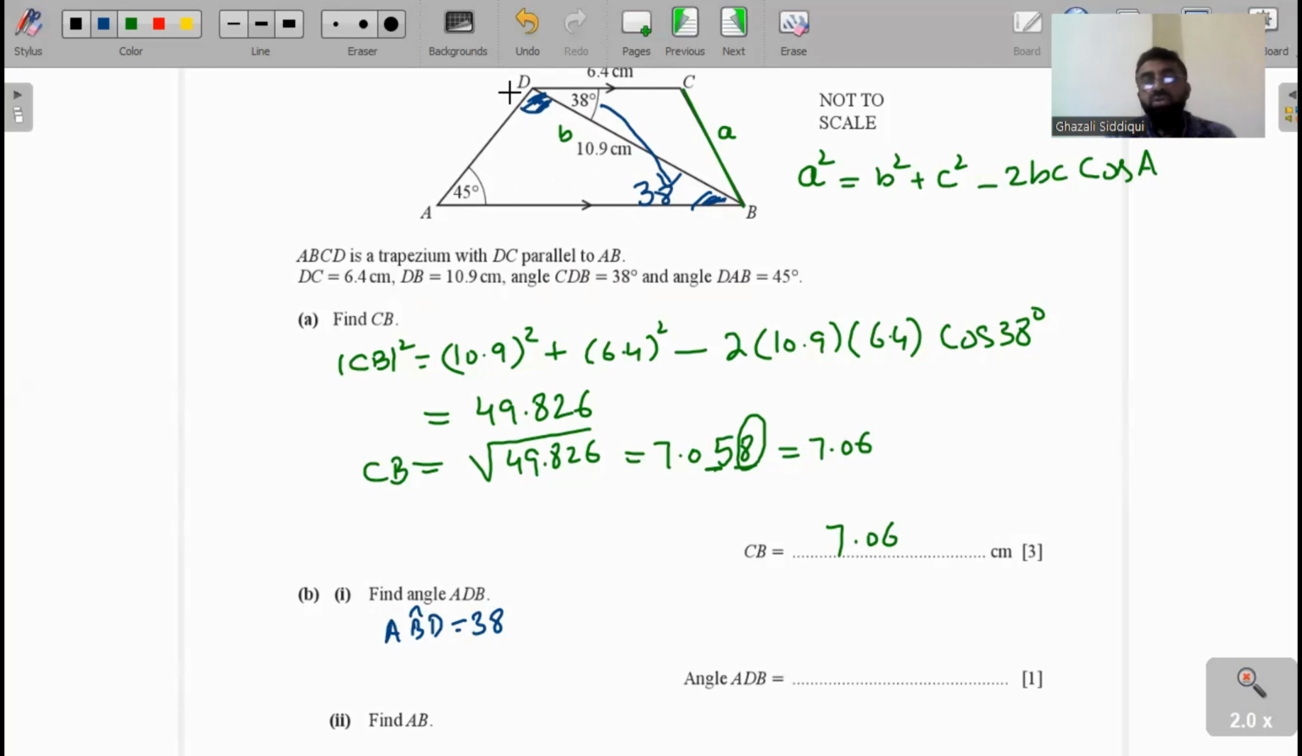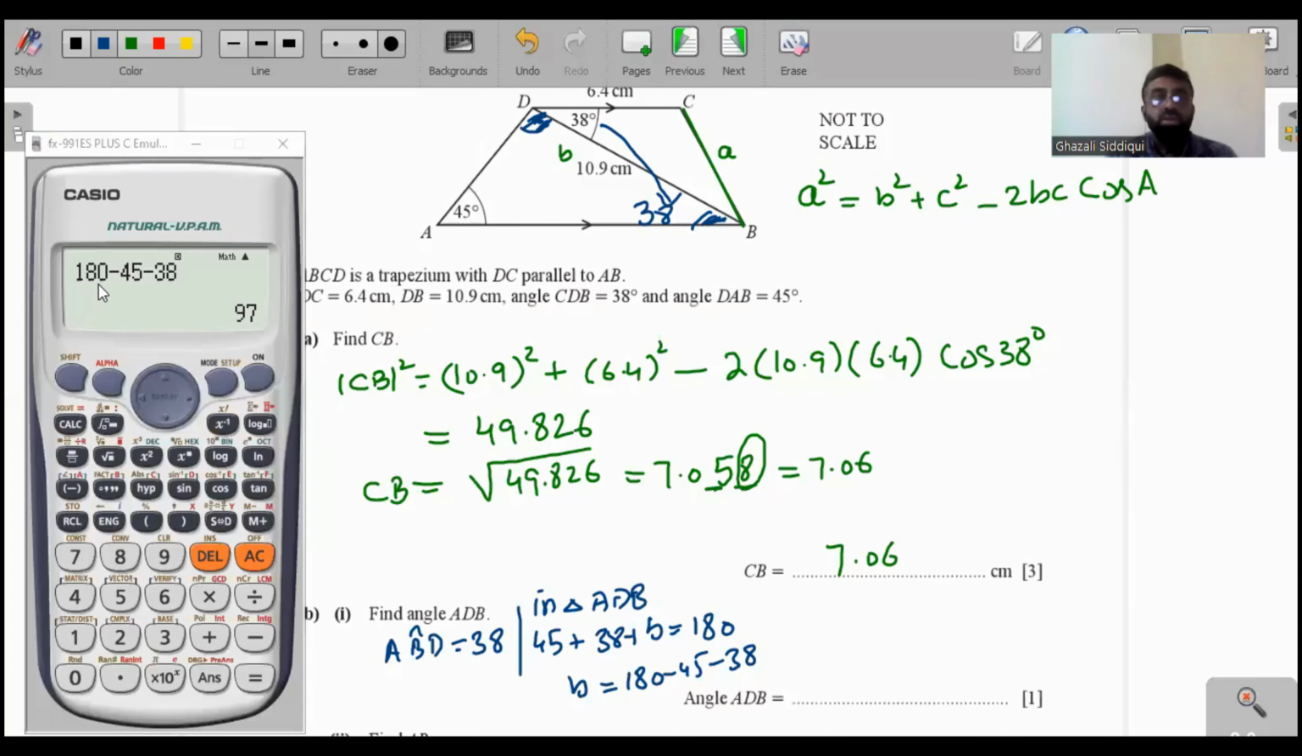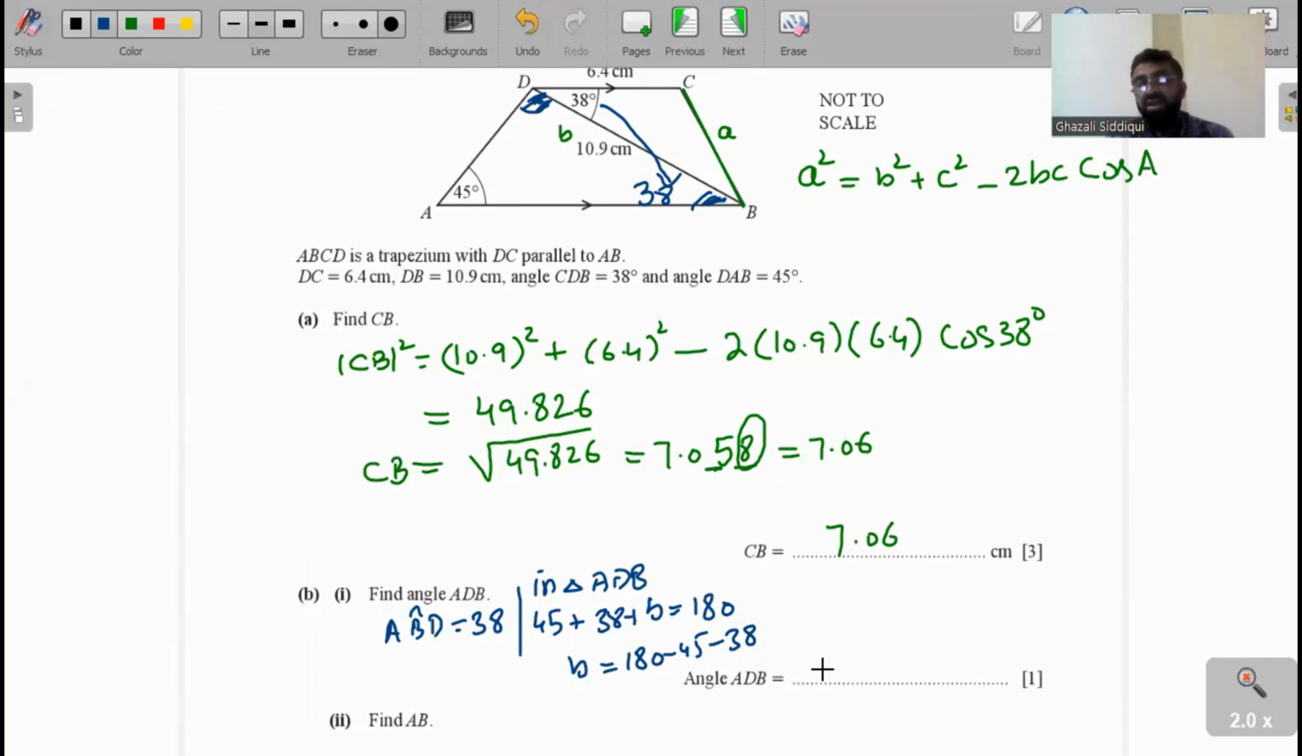Now we take the triangle ADB. In triangle ADB, the angle 45 plus angle 38 plus angle D will be equal to 180. Now D will be equal to 180 minus 45 minus 38. We calculate it. Here you can see 180 minus 45 minus 38 is equal to 97 degrees. This is the answer, angle 97 degrees.